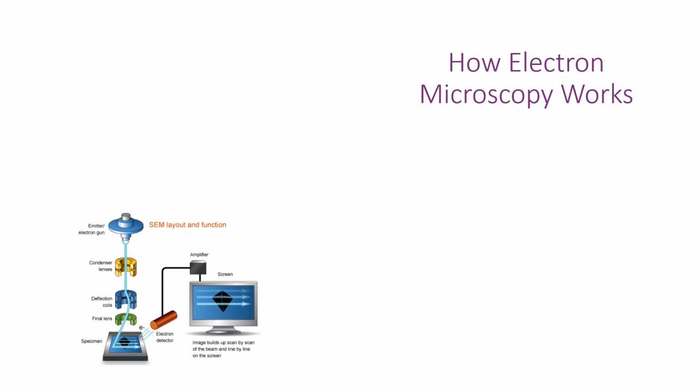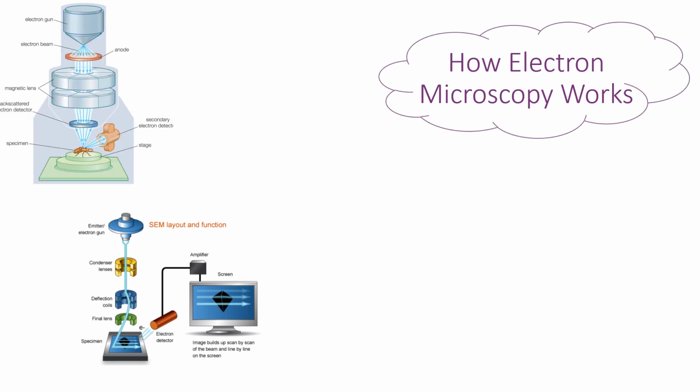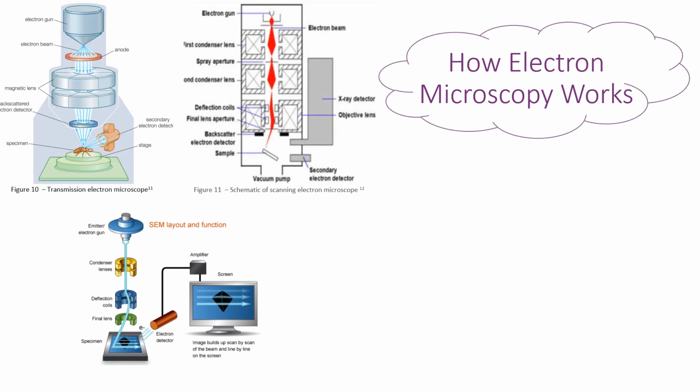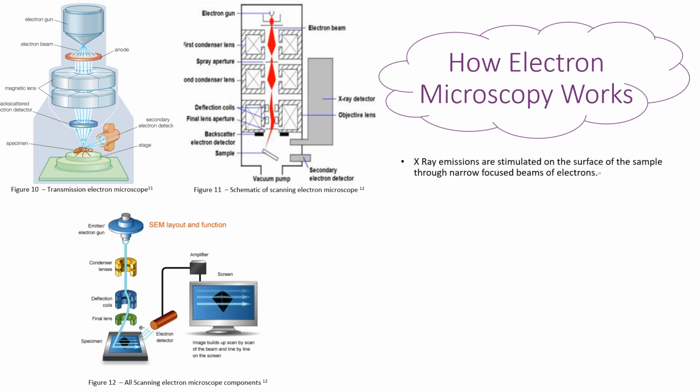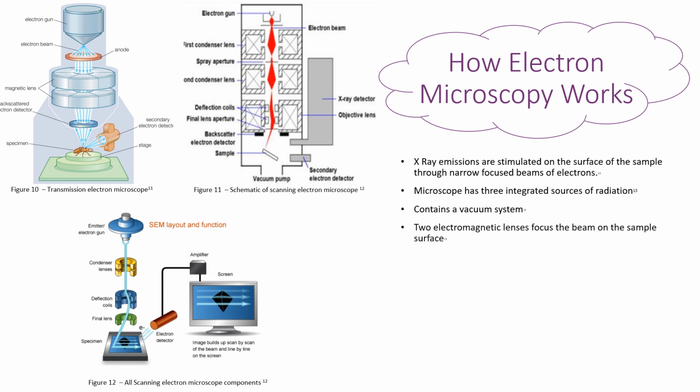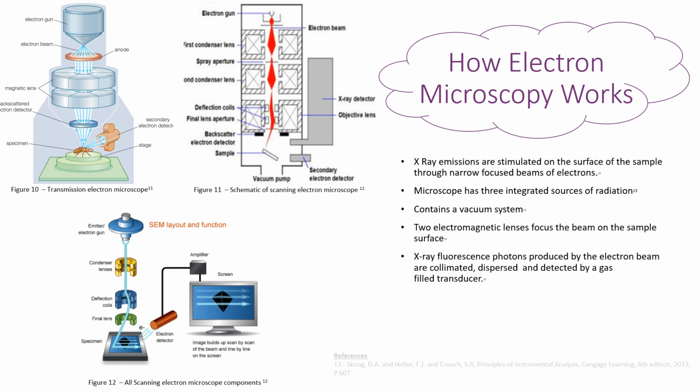We will now take a look into how electron microscopy actually works. The microscope contains 3 integrated sources of radiation. These are electron beams, visible light beams, and X-ray beams. The electron beams are produced by a heated tungsten cathode and an accelerated anode. The 2 electromagnetic lenses allow the beam to focus on the surface sample. The diameter of each of the beams is between 0.1 and 1 mu. The microscope has a vacuum system that provides pressure of less than 10 to the minus 5 torr.